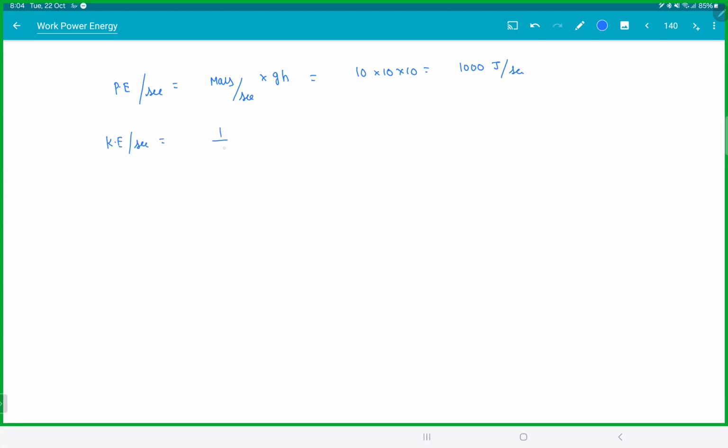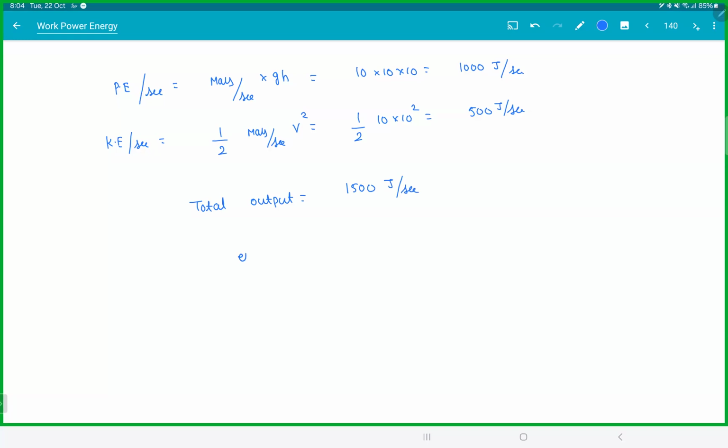Kinetic energy per second is half, again, mass per second into v square. This is half into 10 into 10 square. So you're supplying 500 joules for kinetic energy and 1000 for potential energy. So the total output is potential plus kinetic. So the pump is giving output of 1500 joules per second.